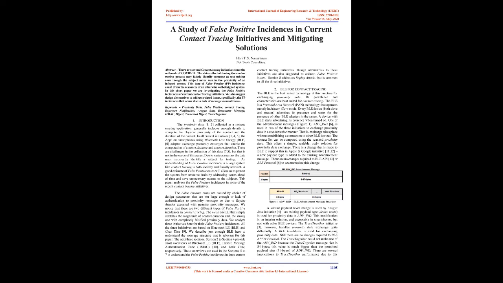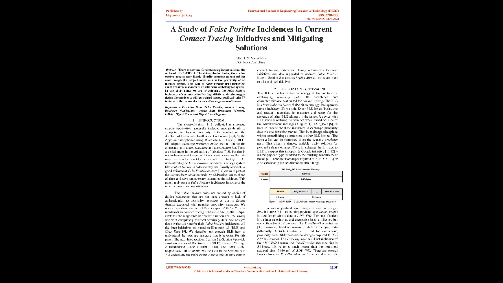The false positive cases are caused by choice of design parameters that are not large enough, or lack of authentication to proximity messages, or due to replay attacks executed with genuine proximity messages. We notice that there are two different types of false positive incidences in contact tracing: the weak one [1-8] that simply stretches the magnitude of contact duration, and the strong one with completely falsified proximity data. We analyze 3 initiatives here for their false positive incidences.